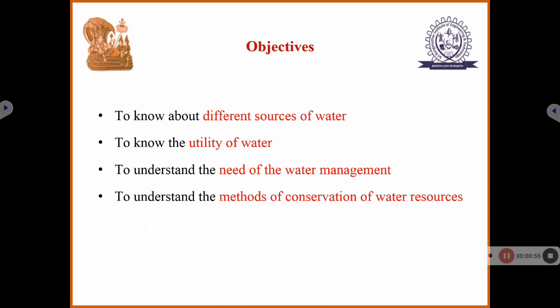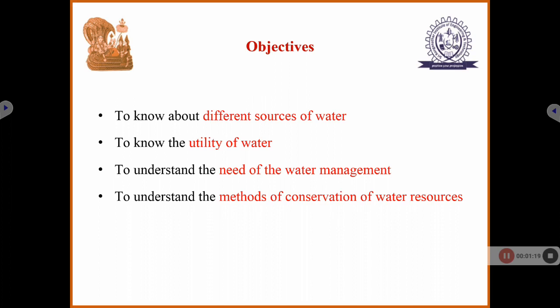And second, to know the utility of water. In day-to-day life we use water for drinking, washing clothes, cleaning utensils, and so on. We need to know the utility of water, what the uses of water are. Then only can we use that water in a very effective manner.